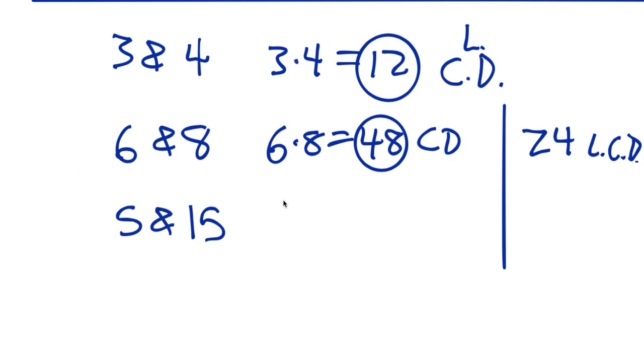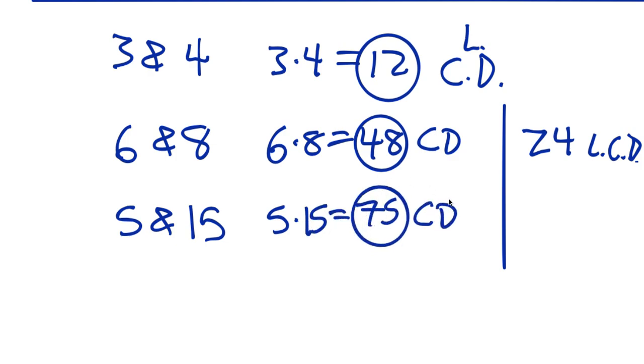5 and 15, okay, we're just going to multiply 5 and 15. We get 75, which is a CD. It's a common denominator. But the least common denominator of these two numbers actually happens to be 15. 15 is the LCD for these. So again, just be careful. This is a method that will get you a common denominator, but not the least common denominator.